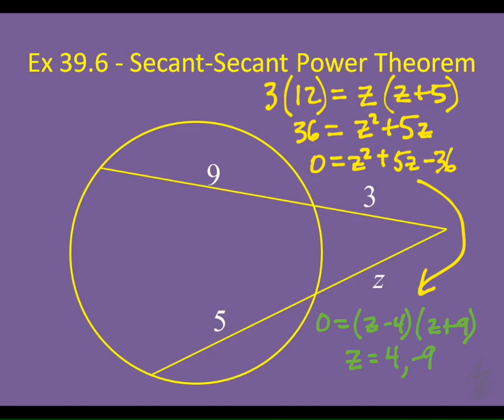Okay, and are both of those logical answers? Do they both fit? Which one doesn't? The negative 9, right? The negative 9 doesn't make sense because it's negative and it's a measurement, the length of a segment, and a length can't be negative. So we get z equals 4. Cool? Okay, next one.